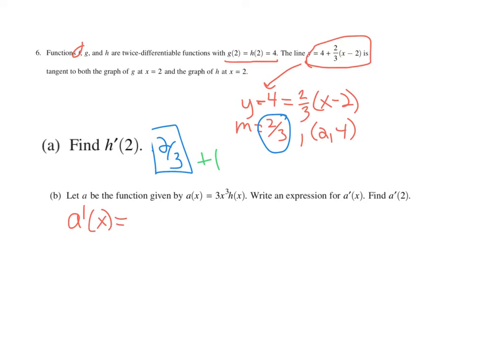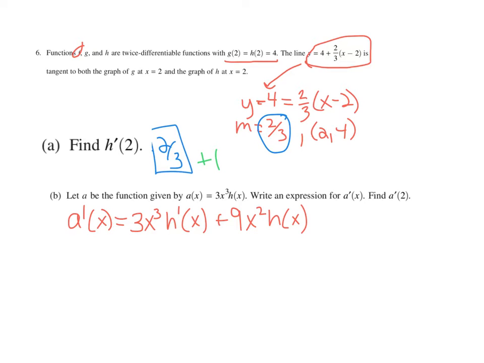So for this one, you need to recognize that a of x is a product, which means you are going to use the product rule. For the product rule, you get the first thing, which is 3x to the third, times the derivative of the second thing, which is h prime of x, plus the second thing times the derivative of the first. So that gives us 9x squared times h of x.